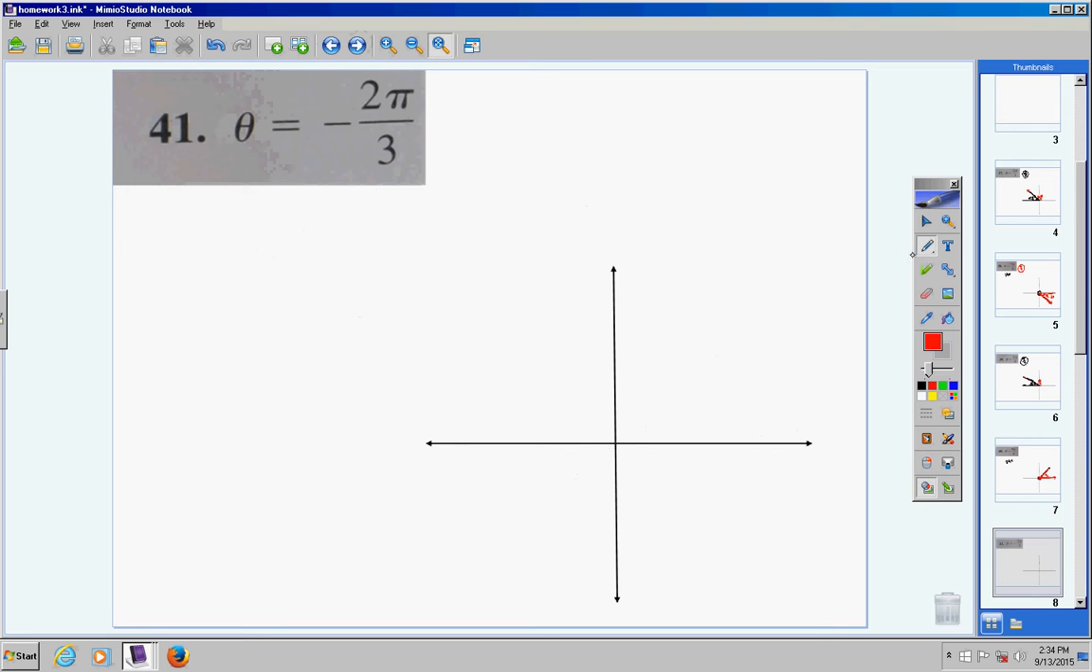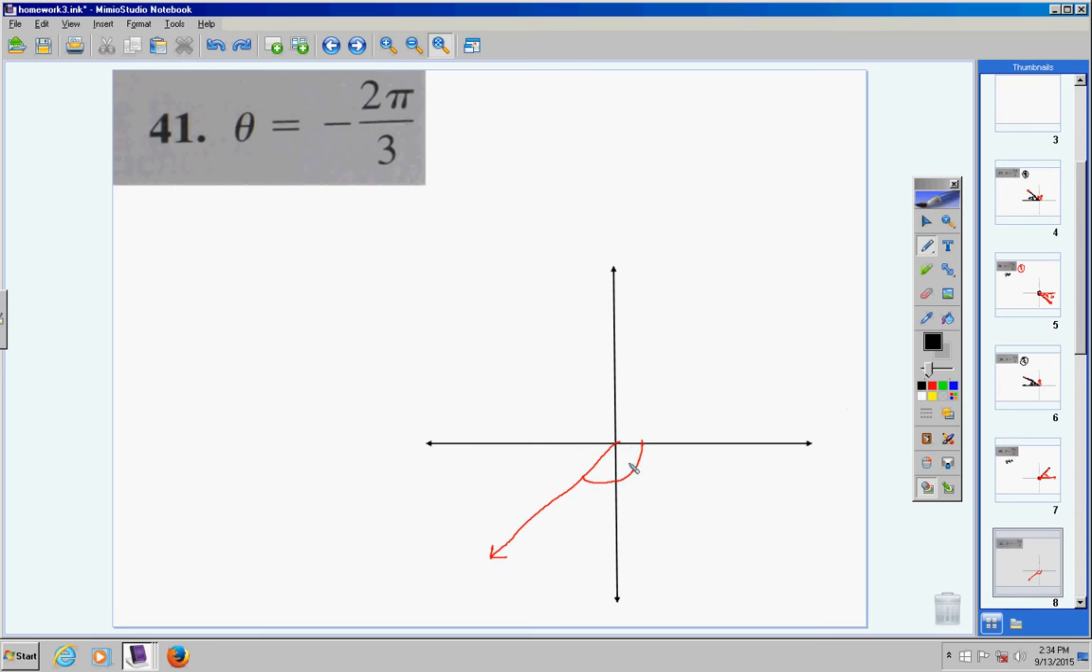Negative 2 pi over 3. Okay, well now we're going backwards, which is good practice, okay? So, negative 2 pi over 3, rotate that around. That would be a complete negative 1 pi. We went 2/3, so we're going to stop about right there. And there's negative 2/3. Now remember, from here to here is 1 complete pi, okay?